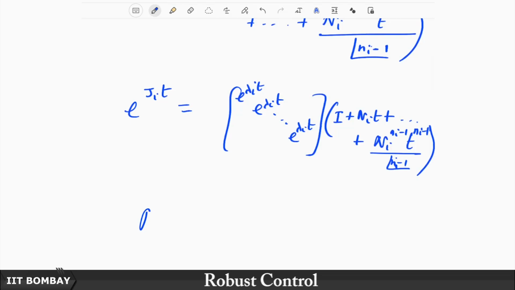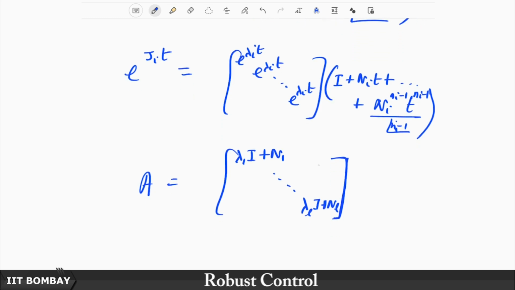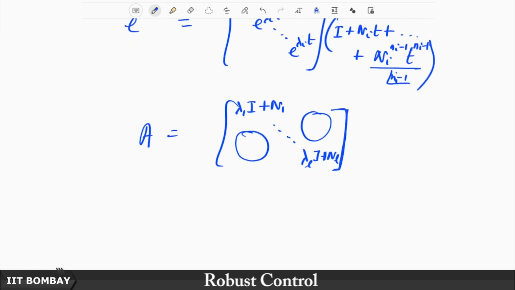So we can then write this A as each of these Jordan blocks. Let me write them as lambda 1 I plus n1, the second block and so on, till the last one will be lambda l I plus nl, right. The rest of the blocks will all be zeros. So what about A squared?